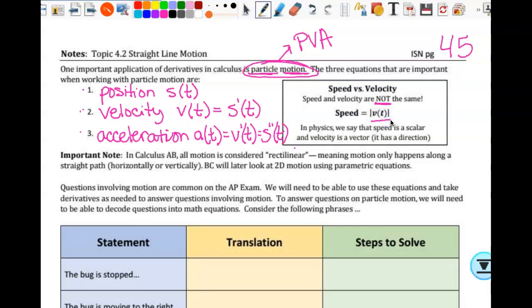Okay? In physics, we say that speed is a scalar and velocity is a vector. It has a direction. And if these words, scalar and vector, are giving you a little anxiety right now, don't worry, we probably won't say those again. Good with that? So can you have a negative speed? No. Can you have a negative velocity? Yes. Are speed and velocity the exact same thing?